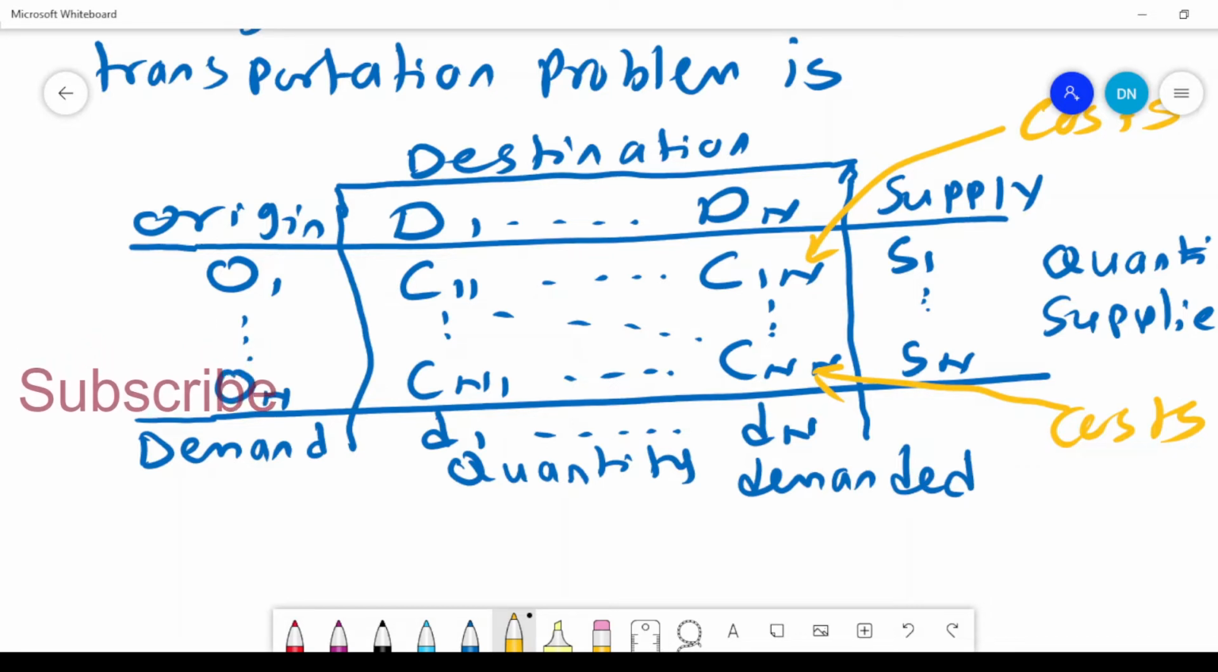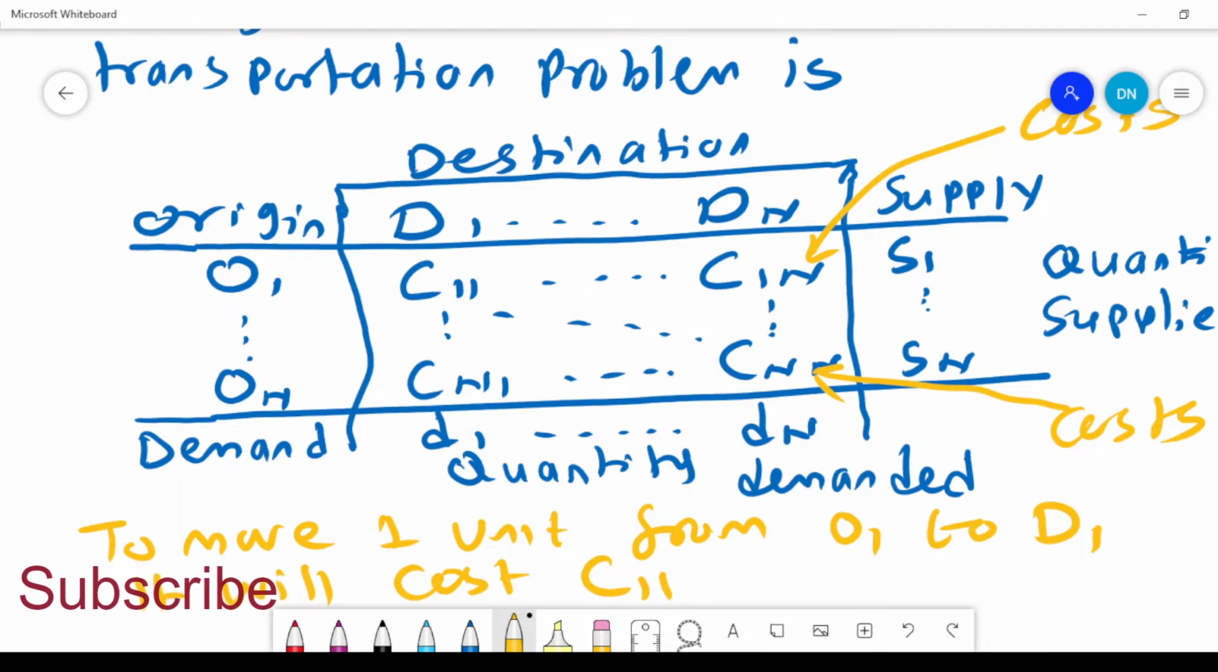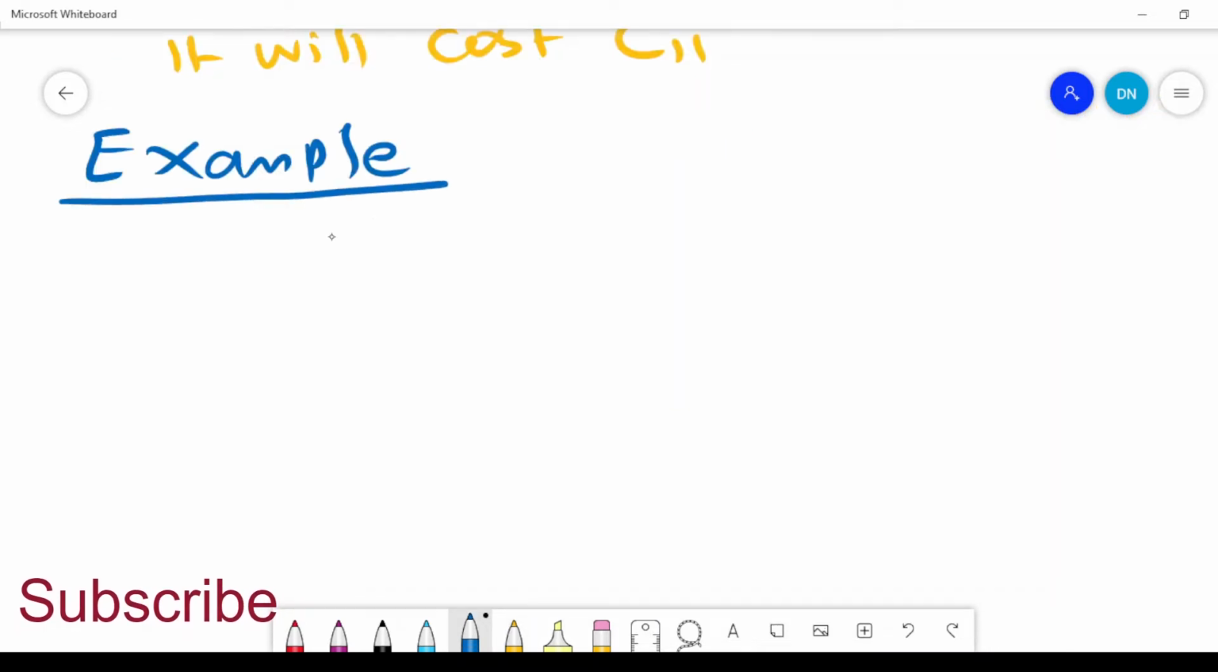So for me to move one unit from O1 to D1, it will cost me C11. C11 could be in dollars or in euros or any currency that you would prefer, but that is the cost that is involved. So, example.